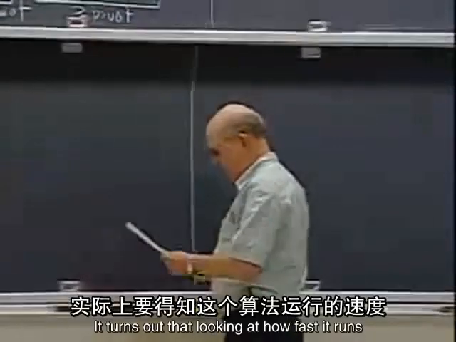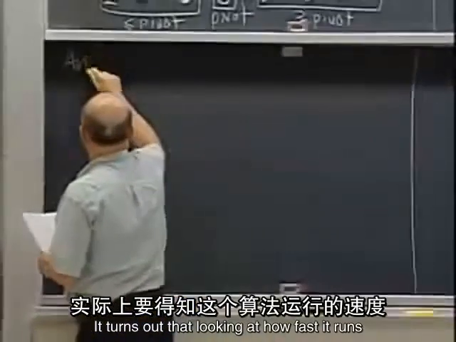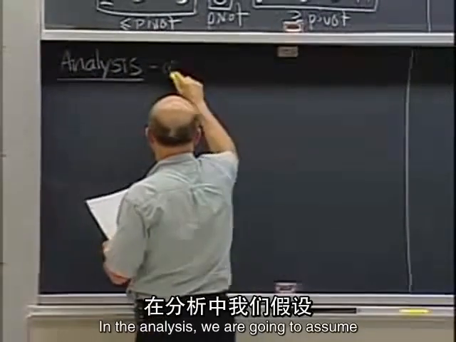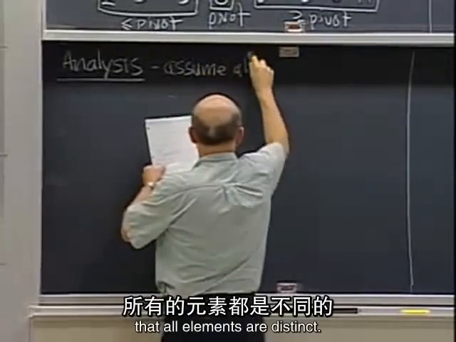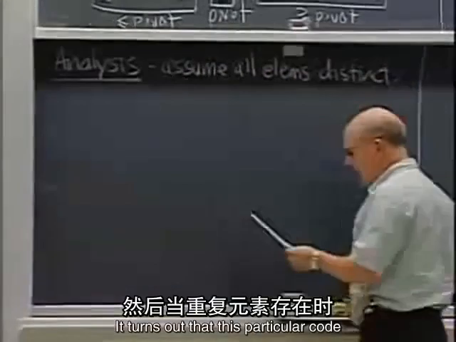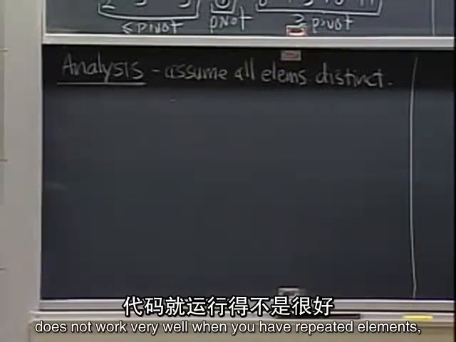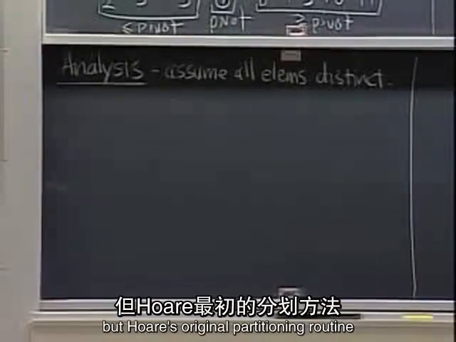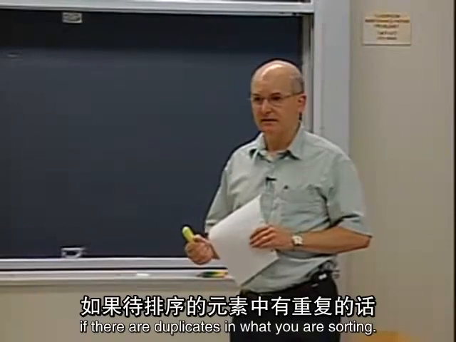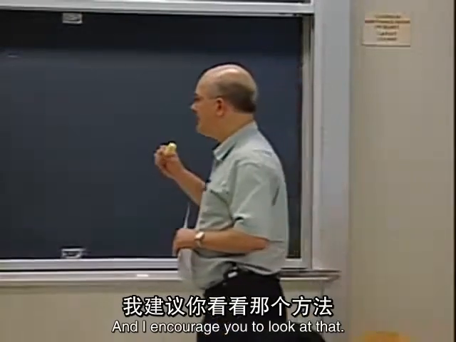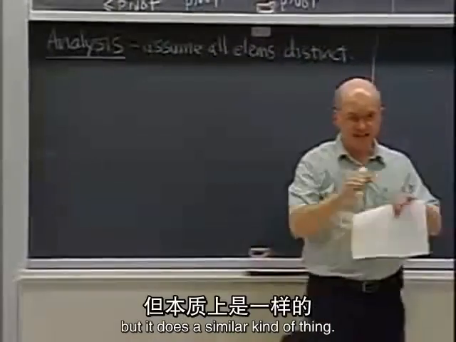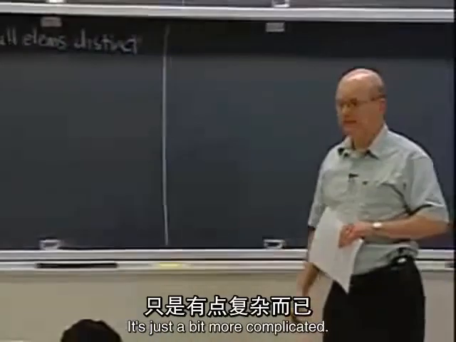Turns out that looking at how fast it runs is actually a little bit challenging. Okay? So in the analysis, we're going to assume that all elements are distinct. It turns out that this particular code does not work very well when you have repeated elements. But Hoare's original partitioning routine is actually more efficient in that case if there are duplicates in what you're sorting. And I encourage you to look at that, but it's got a more complicated invariant for a partitioning routine, but it does a similar kind of thing. It's just a bit more complicated.